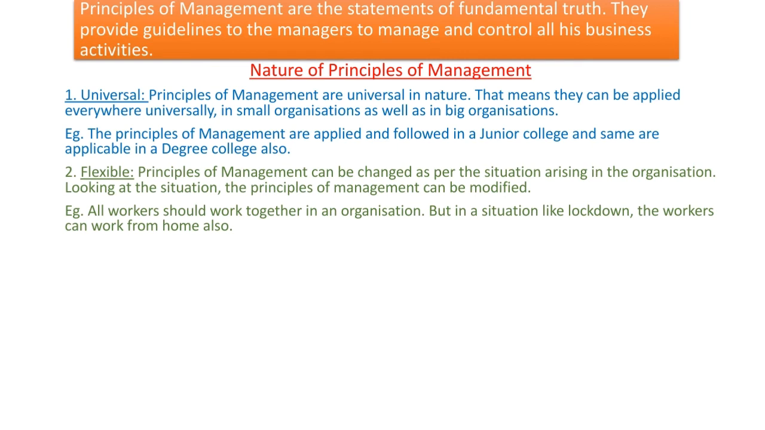The second point is flexible. Flexible, what does the word mean? Flexible means changeable. Changeable का मतलब होता है जिसको हम change कर सकते हैं, modify कर सकते हैं. लेकिन उसका मानी उसकी meaning वैसे ही रहना चाहिए, उसको अपनी situation के हिसाब से change कर सकते हैं. So what is the explanation given here? Principles of management can be changed as per the situation arising in the organization.